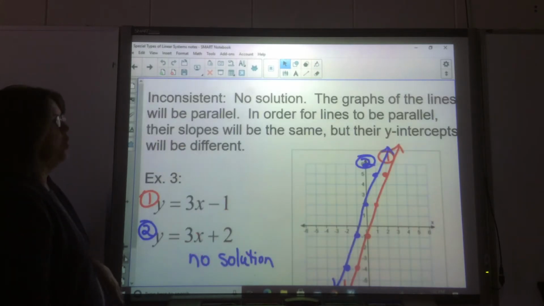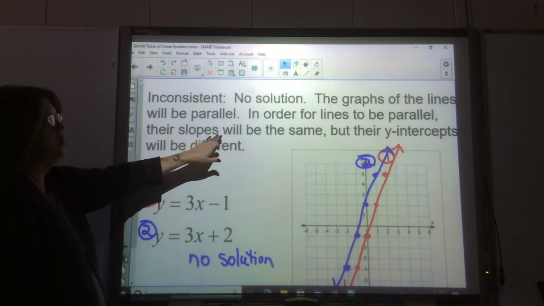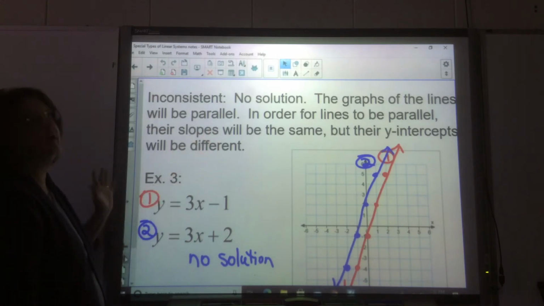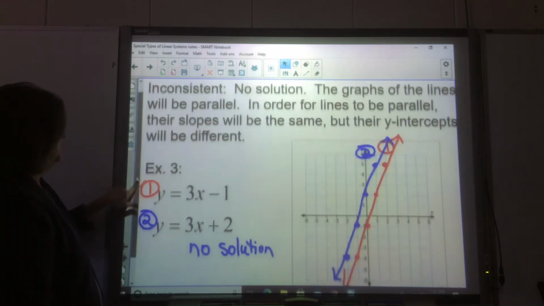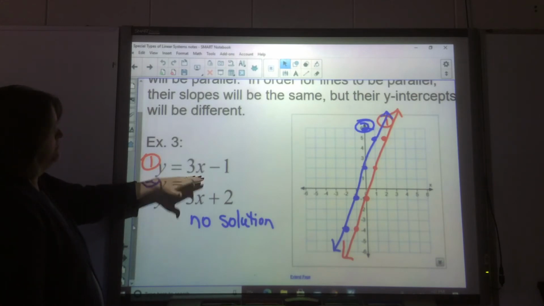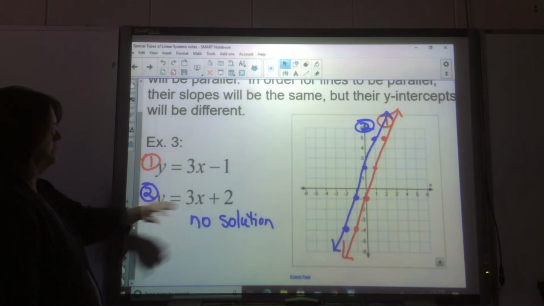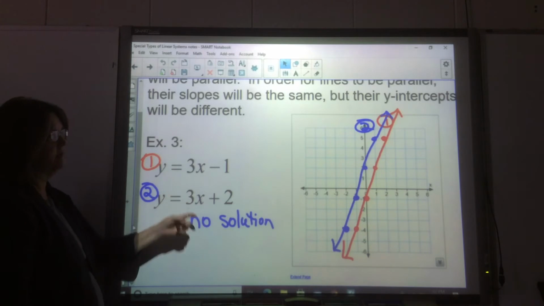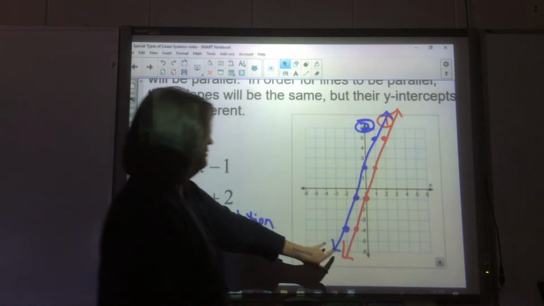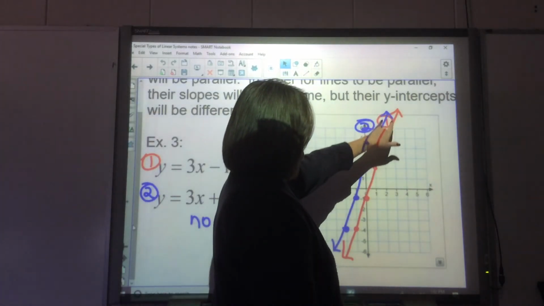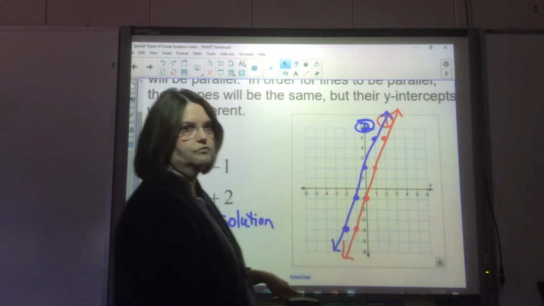Inconsistent, this has no solution. The graphs of the lines will be parallel. In order for them to be parallel, their slopes will be the same, but their y-intercepts have to be different. So if you look down here, we have y equals 3x minus 1 and y equals 3x plus 2. They're not going to have a solution. If we graph those lines, they are going to make parallel lines, and they are not going to cross.